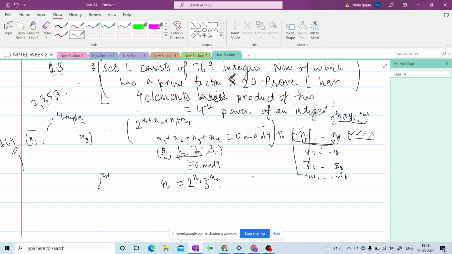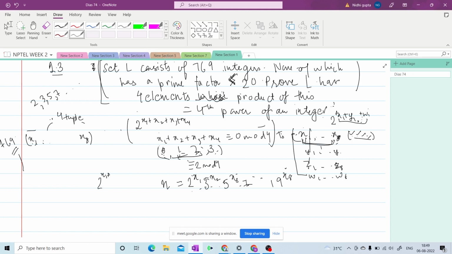2^x1, 3^x2, 5^x3, and what is the other one? 19. 19 is the last factor. So 19 raised to the power x4. And you have 769 numbers like this.